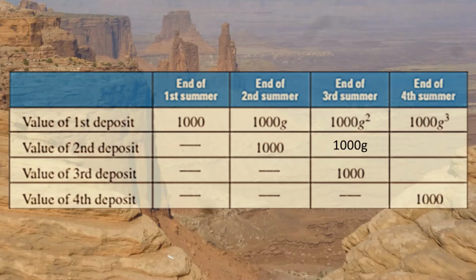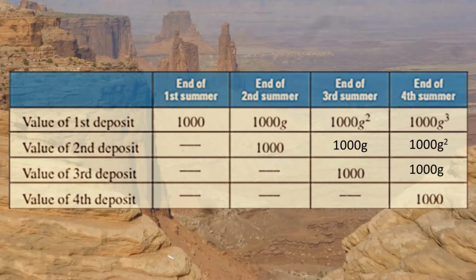And then next, we're going to multiply that by g for the next column. So 1000g times g is 1000g squared. And then we're going to multiply 1000 times g again. So that fills out the table, and then moving on to section B.